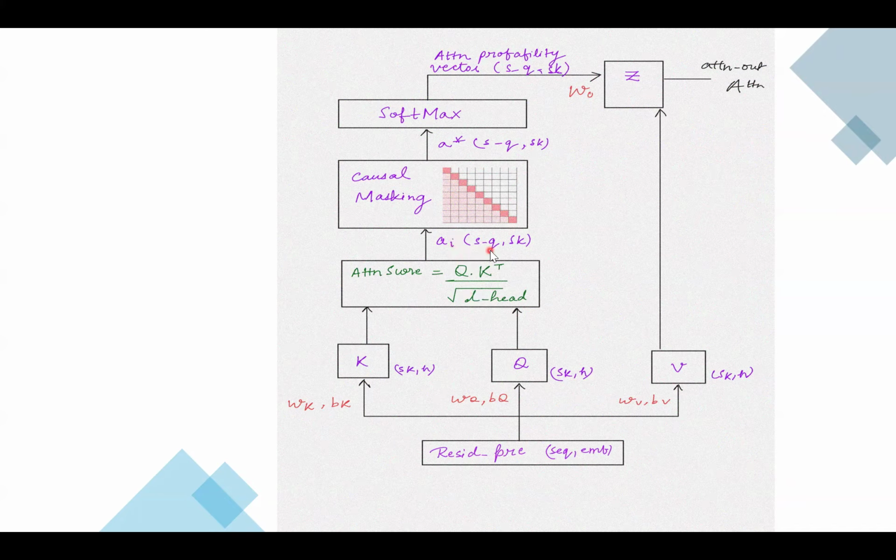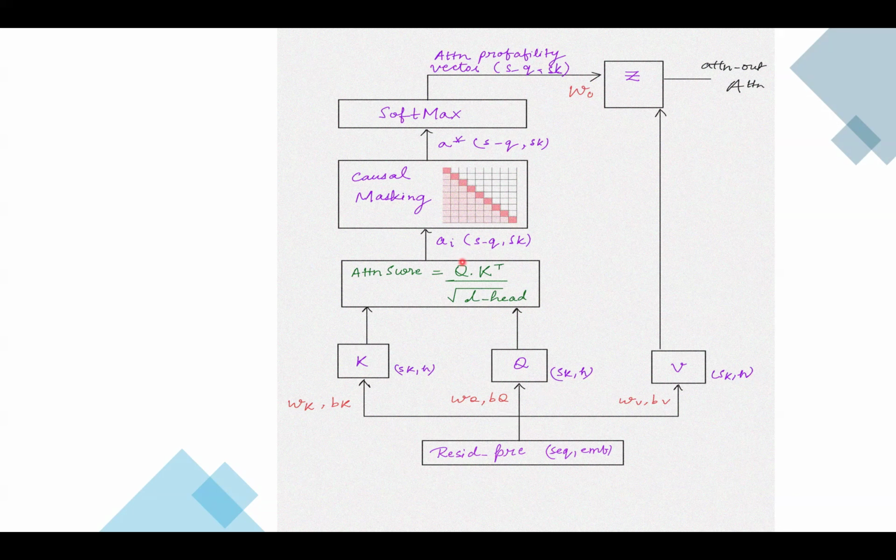Now that would again be of size SQ by SK, which is again the same as the token length. So you would get a square matrix here of sequence cross sequence. When we calculate this, we will calculate the query and key position relevance for tokens which are ahead in the sequence. For example, a token at the first position can also look at the token at the fifth position.